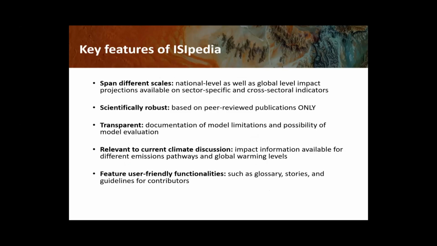Before we go on to the portal, I'll just briefly introduce the key features of ISIpedia. ISIpedia spans different scales. We provide both national level and global level impact projections on sector-specific and cross-sectoral indicators. ISIpedia also boasts scientific robustness, as all published articles are based on peer-reviewed publications. It is also transparent. It documents model limitations and provides a possibility of model evaluation. ISIpedia's climate impact projections are available for different emissions pathways, which is relevant to current climate discussions of the UNFCCC. And last but not least, ISIpedia has functionalities that help our audience better understand the given information, such as glossary, stories, and guidelines for contributors.